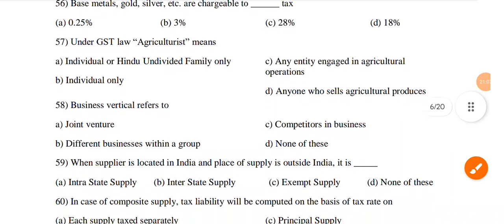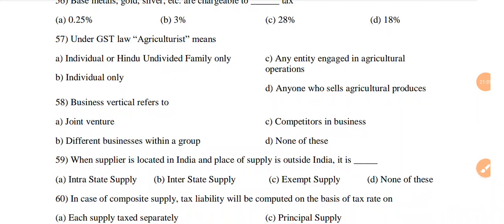Next question. Under GST law, agriculturist means option A individual or Hindu undivided family only, B individual only, C any entity engaged in agriculture operation, and D anyone who sells agricultural produces. And the correct option is A.